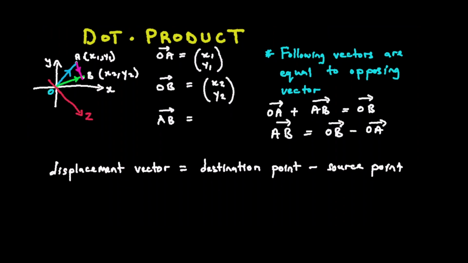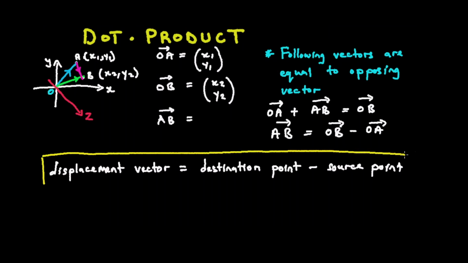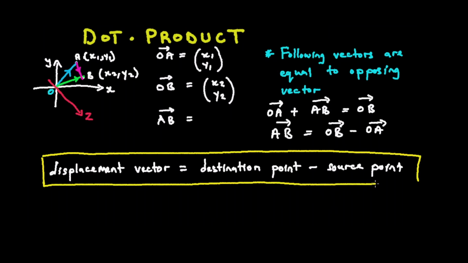And this is very important. I'm going to bracket it like this. You have to put it in your notes. A displacement vector is equal to the destination point subtracting the source point. So let us say we want to apply this to AB. When we say AB, we are going from A to B, in the direction of B, that is what AB means.